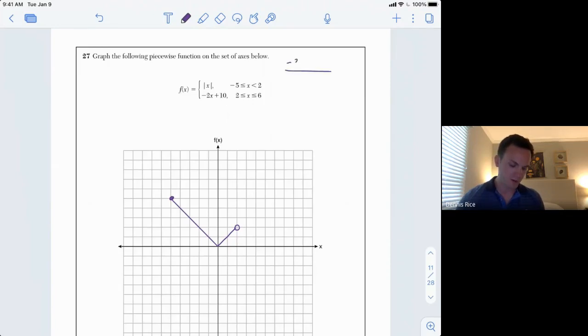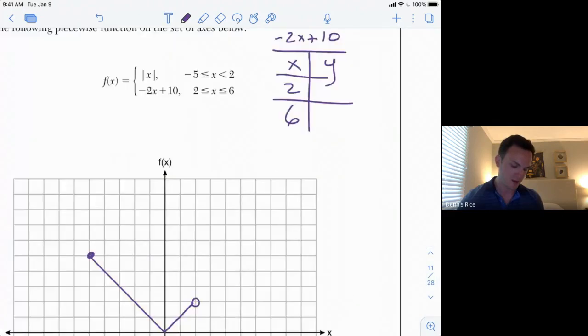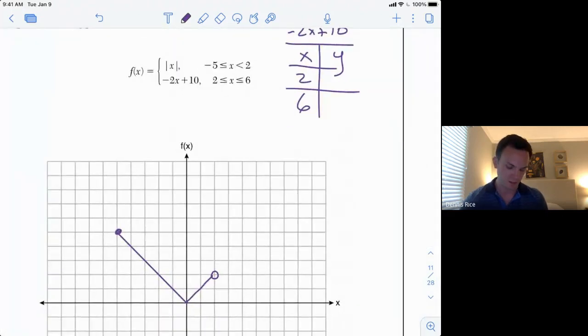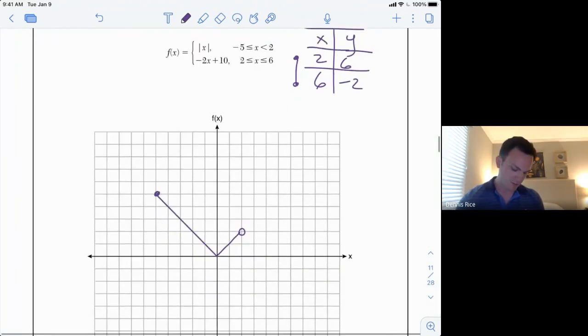Just going over the mini table idea quickly, for the linear function you could cheat. You could use the beginning and the end. You can't do that for anything that's not a line, like the absolute value. This we can. This should be closed on both sides. If you plug in a 2, you get 6. If you plug in a 6, you get negative 2. So 2, 6, 3, 4, 5, 6.